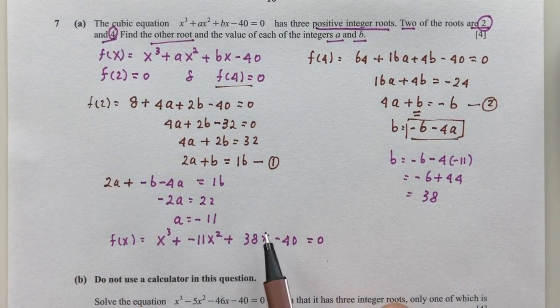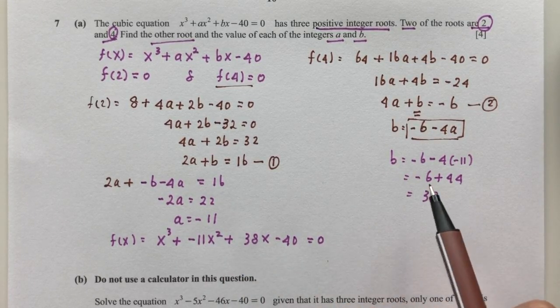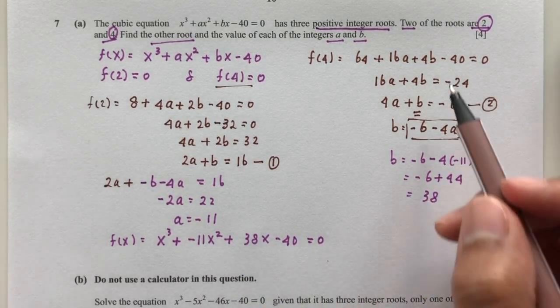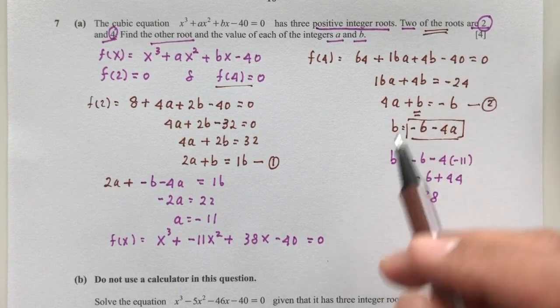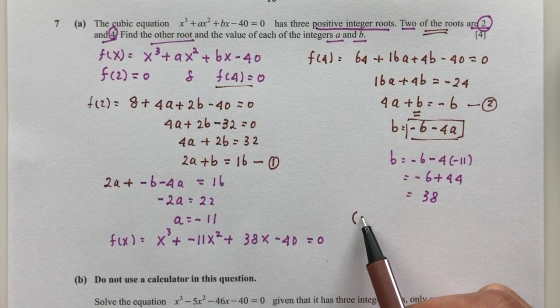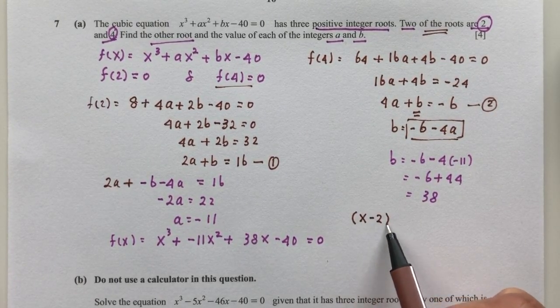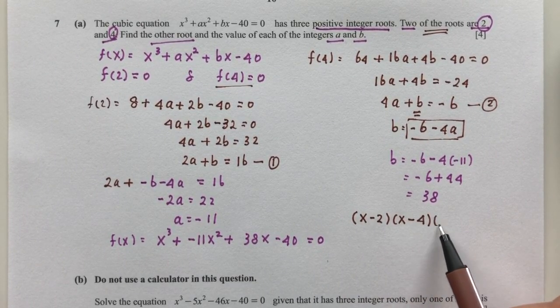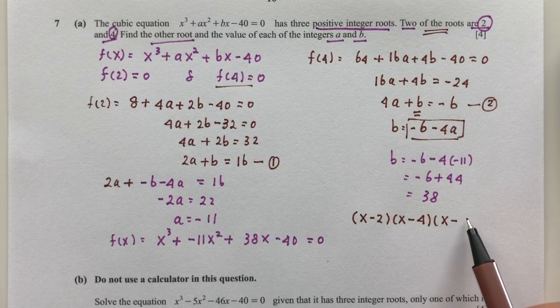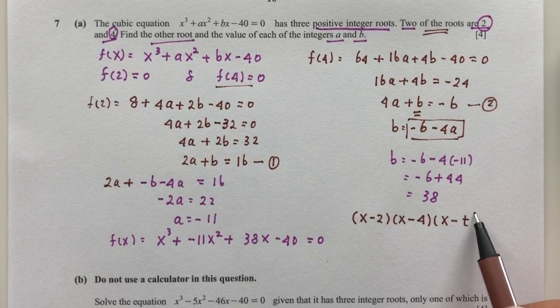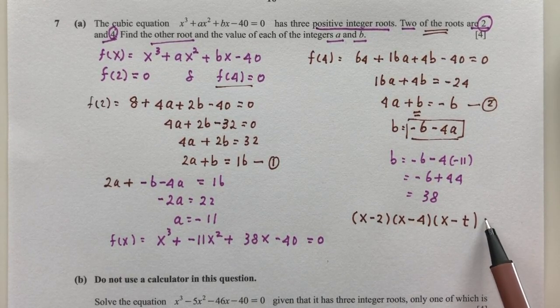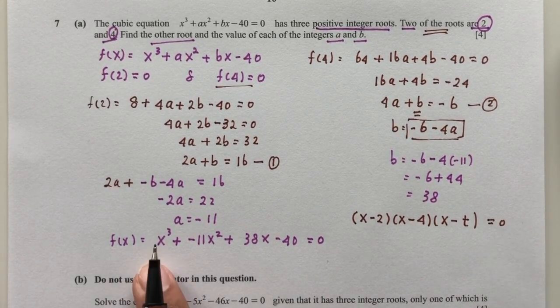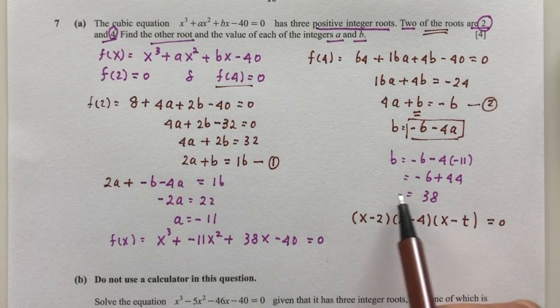So we have to find the other root, which is the third root. So right now we only have two roots. So basically we know there are two roots, so the factors will be x minus 2, x minus 4, and the last one will be x minus, let's call it t for third root. It needs to equal to 0. So if you factorize this, it will look like something like this.